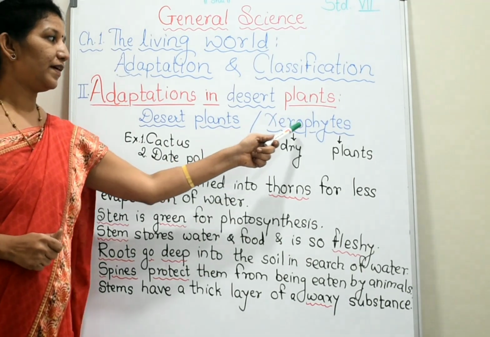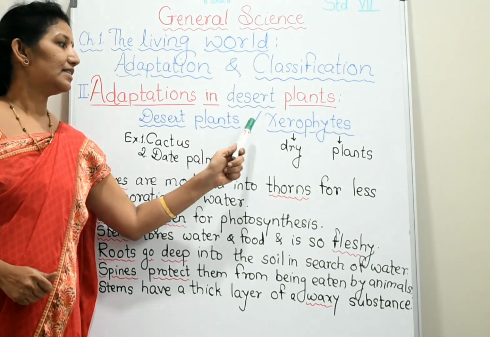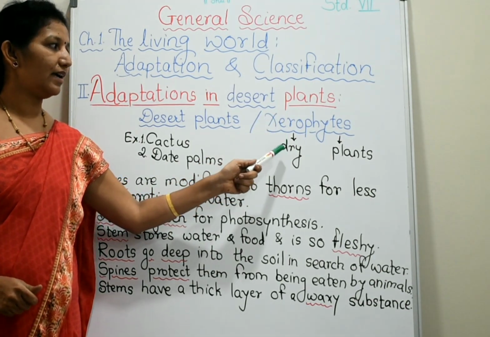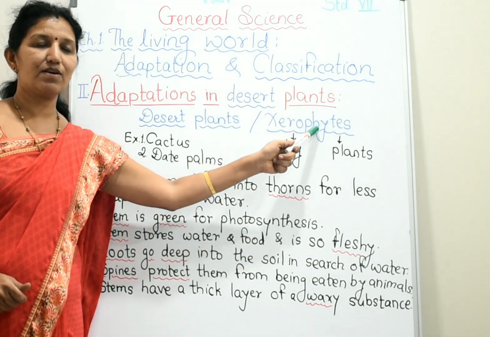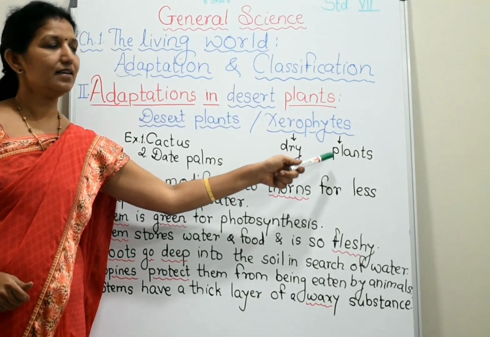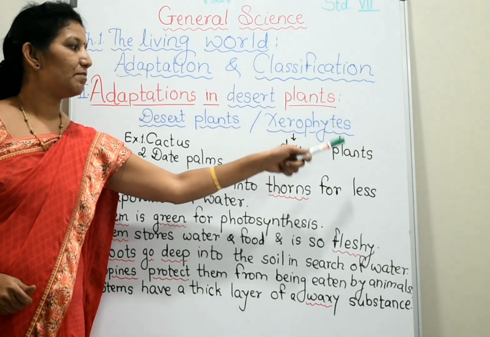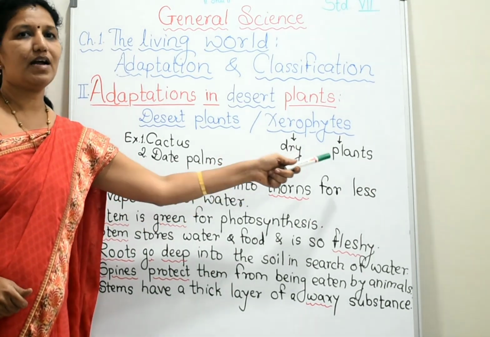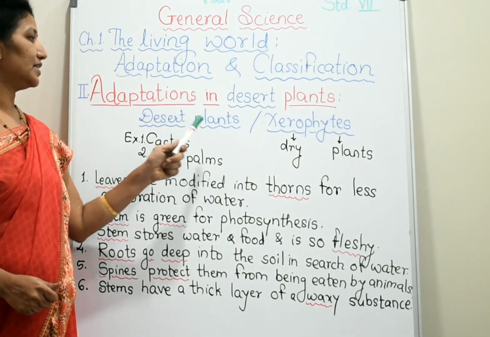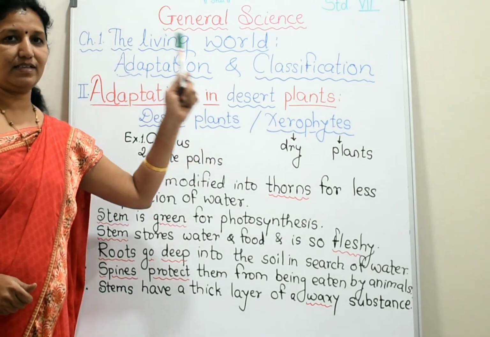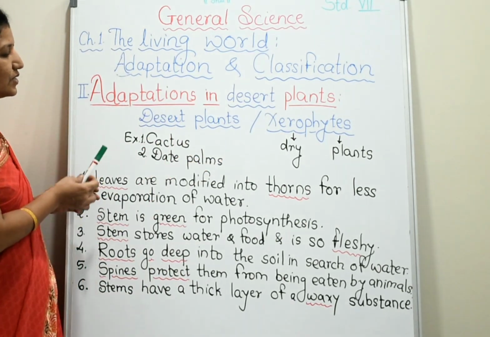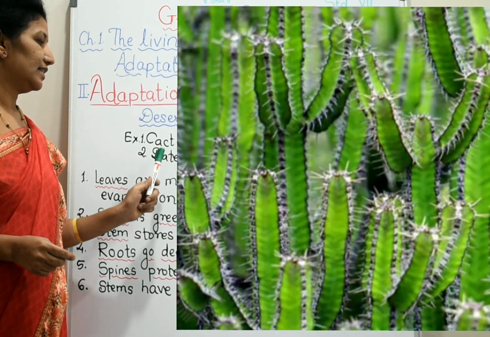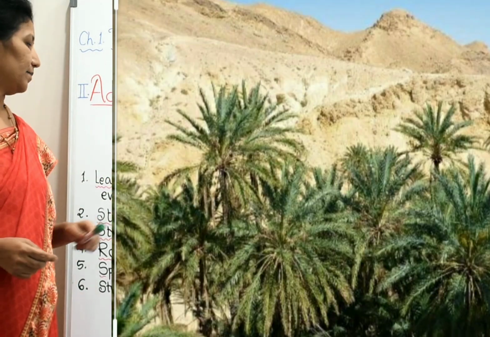Xerophytes: the prefix xero indicates the word dry. The meaning of xero is dry, and phyte means plant. That's why the plants in dry regions, plants in dry climates, are called xerophytes. So the examples of xerophytes are cactus, date palms, etc.